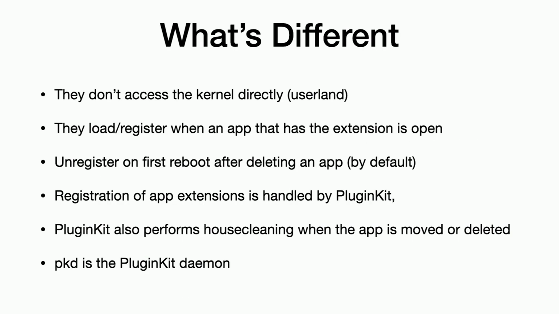So again, just to jump into what's different and repeat a couple things and then build on a couple things. The new version of extensions don't access the kernel directly. This was a huge problem in the OS 8/9 era. They would literally interrupt the kernel when it was processing information. Kernel extensions could do so as well.